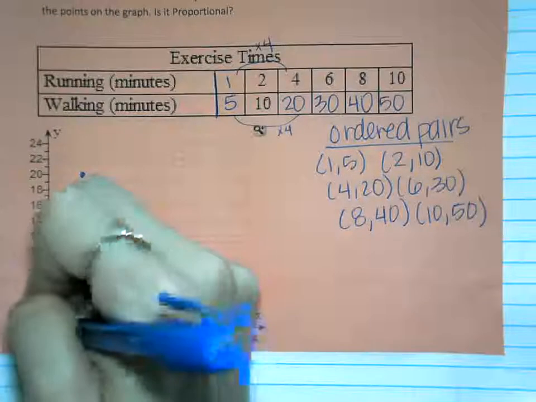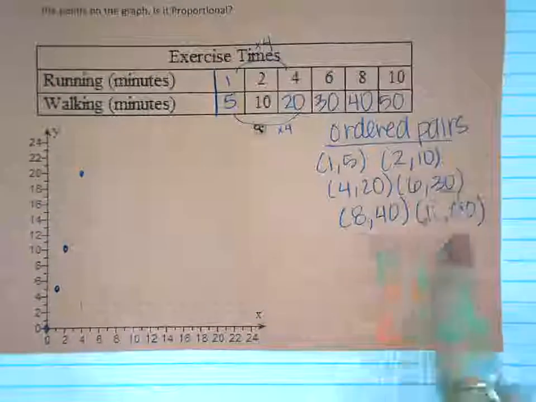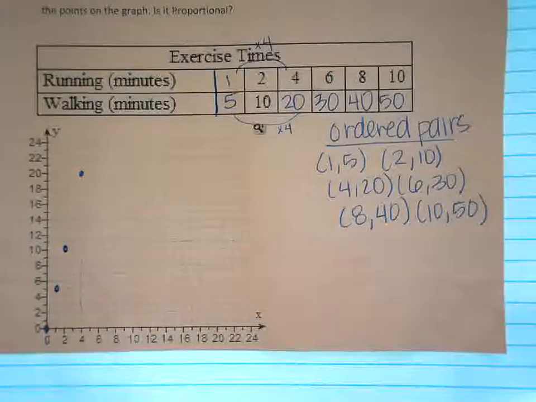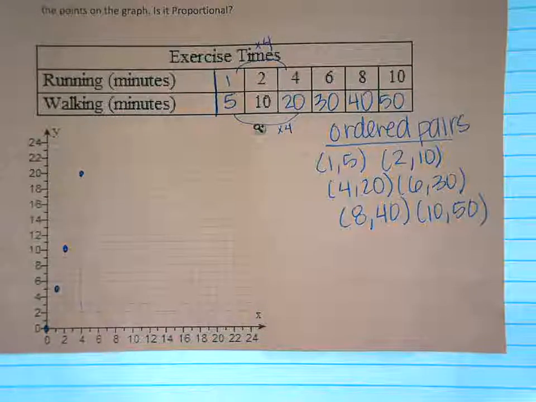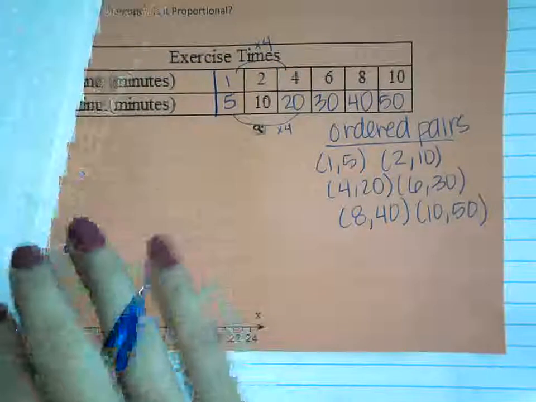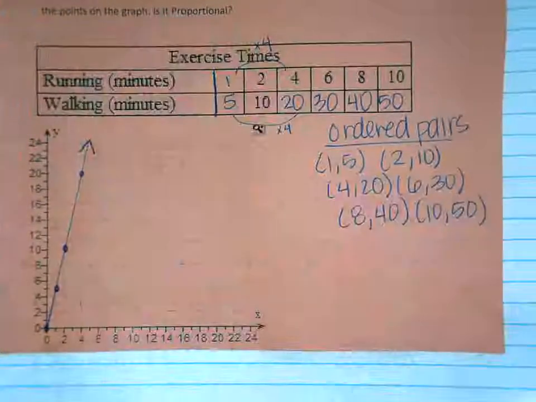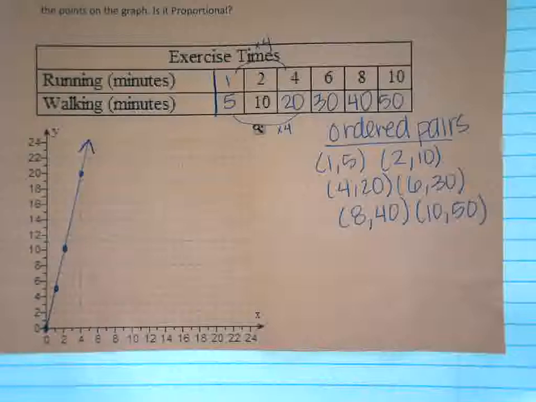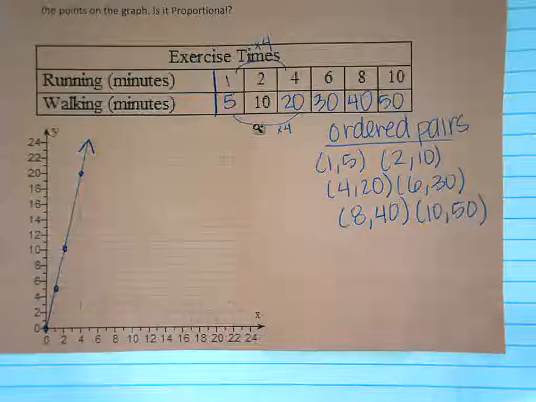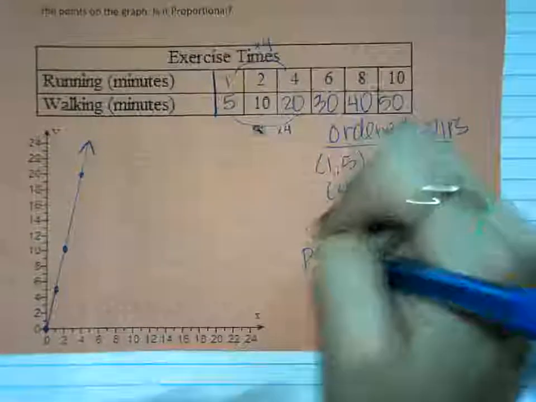And we're just going to plot that 0, 0 point. And we're not going to plot the rest of them because they won't fit on my chart. Is that okay to do, guys? Absolutely. If it doesn't fit, it doesn't fit. Is that clear? So then, once again, I'm going to connect my dots as best I can. And I'm going to draw an arrow. Guys, is this proportional or non-proportional? This is proportional.